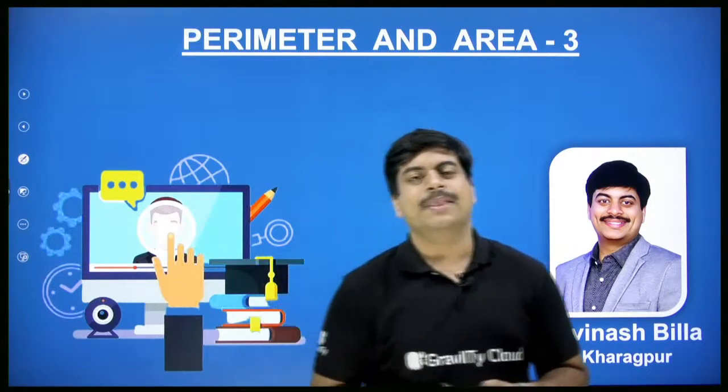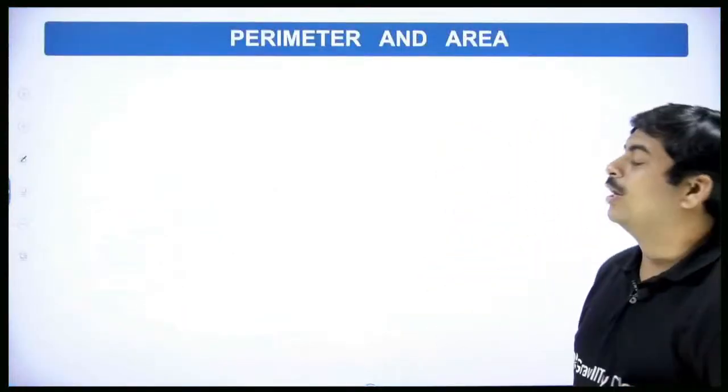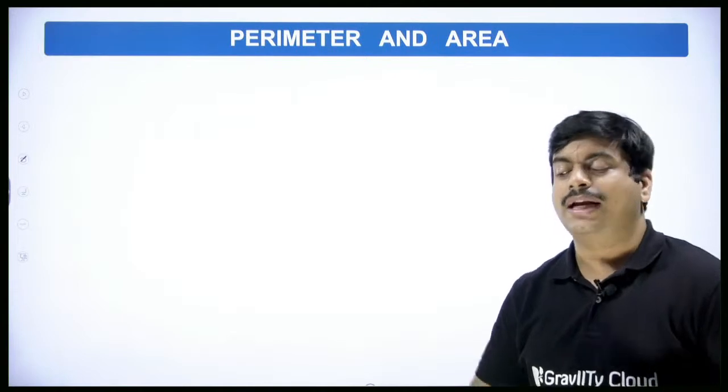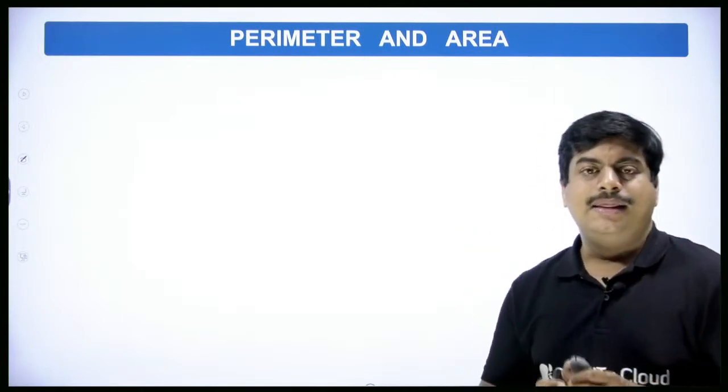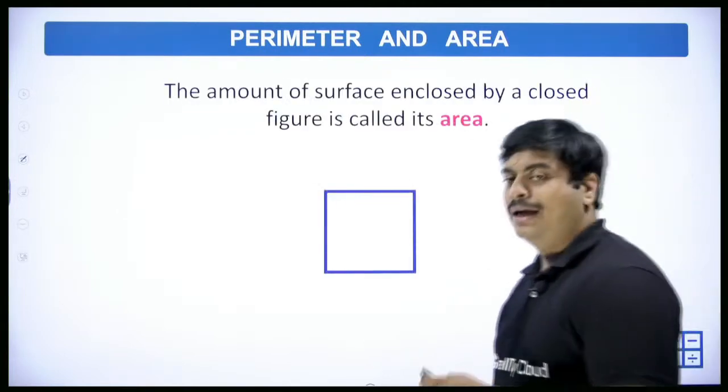Let's start today's session. So what is a perimeter? We have already discussed in the last class, right? That is the complete boundary of the given figure. But now let's try to discuss area.